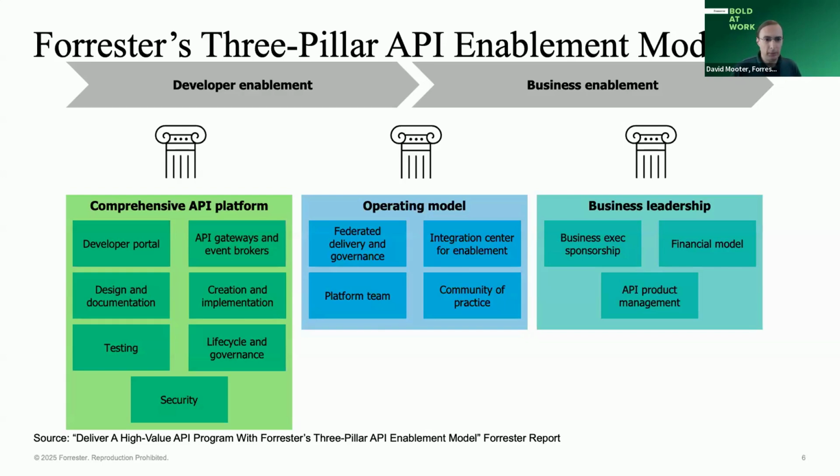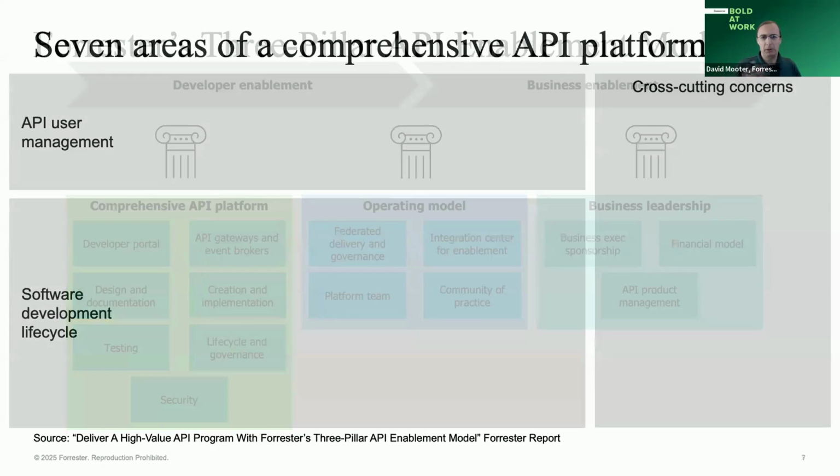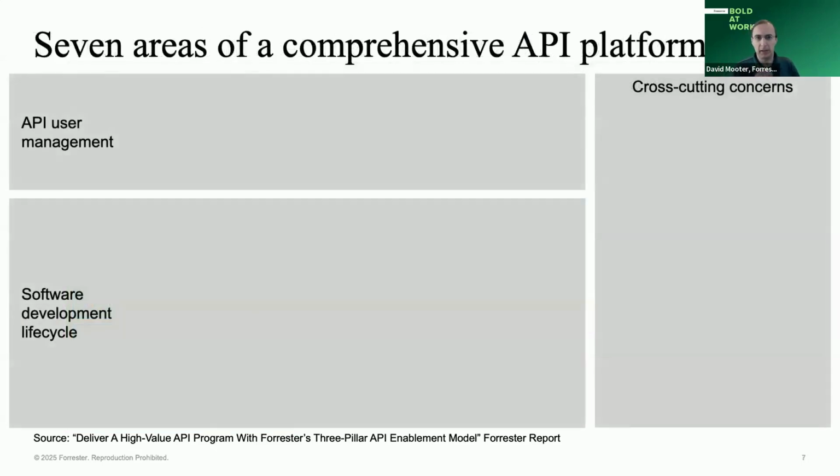All right, so now you've seen the 3 pillars. Let's dig into the first one. I mentioned the tech stack. There tend to be 7 areas, in my view, of a comprehensive API platform. You could think of them in roughly 3 different groupings.